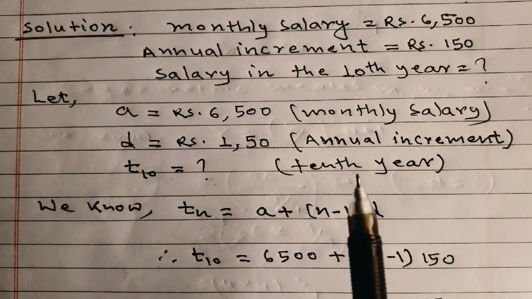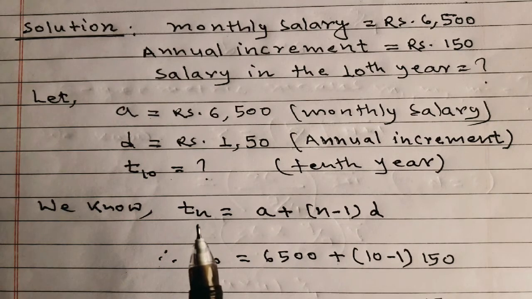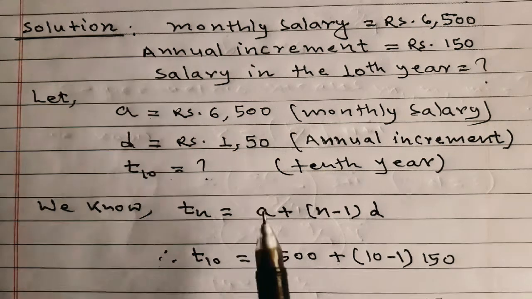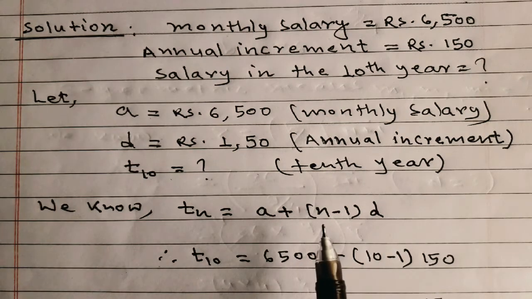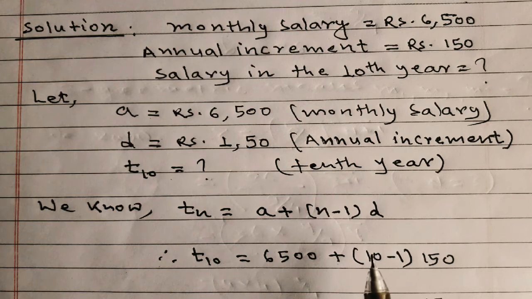Now to find the salary of the 10th year, we have to use the formula of the general term. Tn is equal to A plus n minus 1 into D. We can write T10 because we have to find the salary of the 10th year. The value of A is 6,500, and the value of n is 10, so the number of years is 10. 10 minus 1, and the value of D is 150.